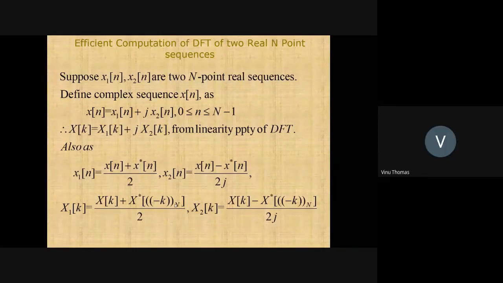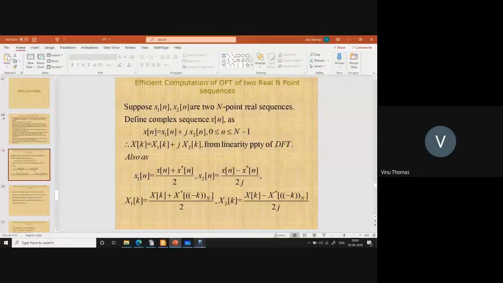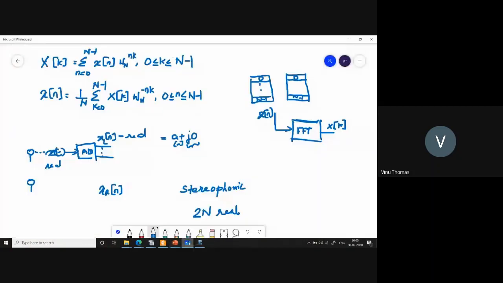I'm not looking at X star of minus k modulo N. I'm looking at X of minus k modulo N. How can I get X of minus k modulo N? So you have your X of k, and from that, let us go back to our whiteboard and try to explain this using an example. Because this is important.